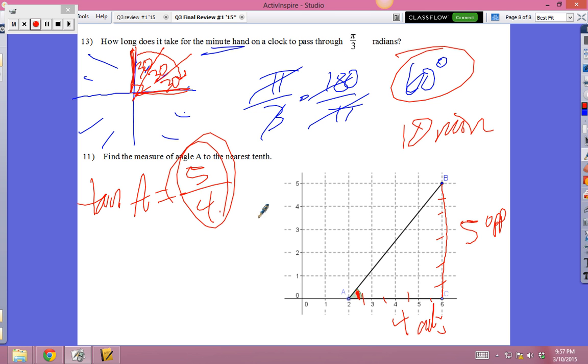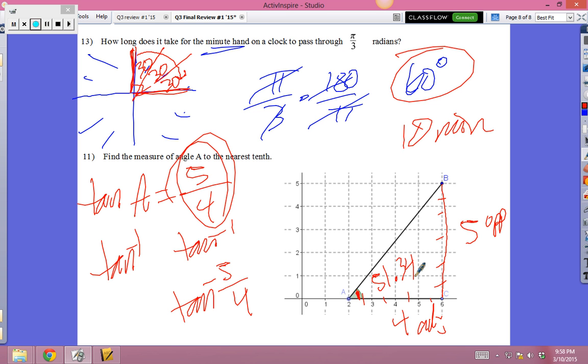So if I know the fraction, but I don't know the angle, I can undo the tangent. I can do the inverse tangent on both sides. So the inverse tangent of 5/4 will give me the degree. So press and hold tangent on your calculator. Inverse tangent of 5/4, 5 divided by 4. That is a 51.34 degree angle. And that is it for the trig and logs.